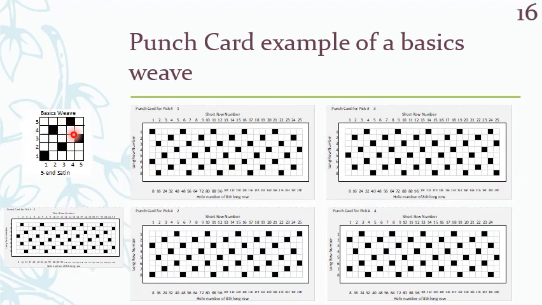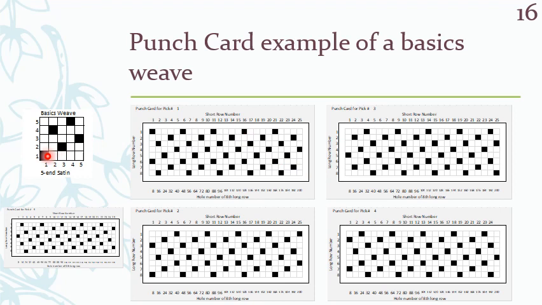Let's see one more example. Here I bring you the example of a 5 end weave. You can see over here the first pick will read 1 up 4 down, so 1 up 4 down, then 1 up 1 2 3 4 down, 1 up 1 2 3 4 down, then 1 up. So your whole card is filled like this.